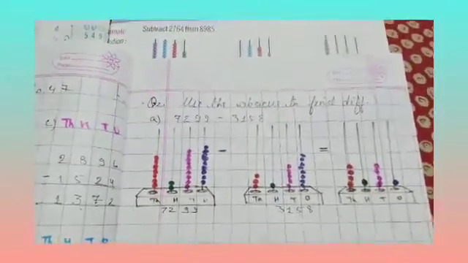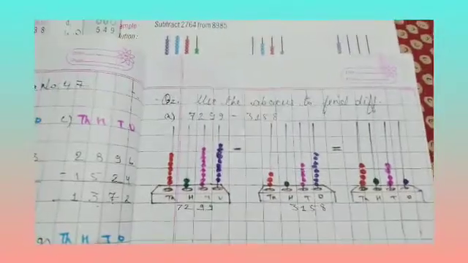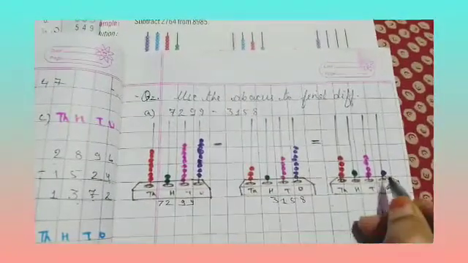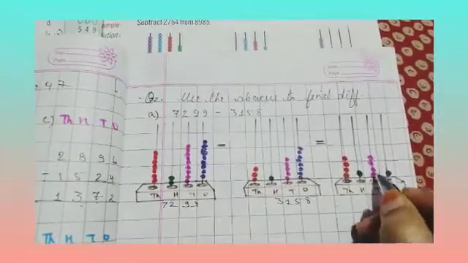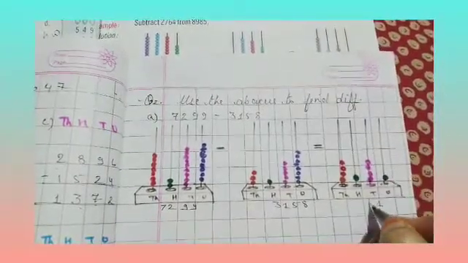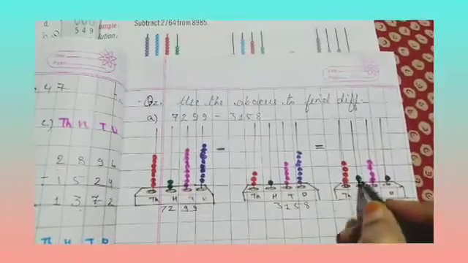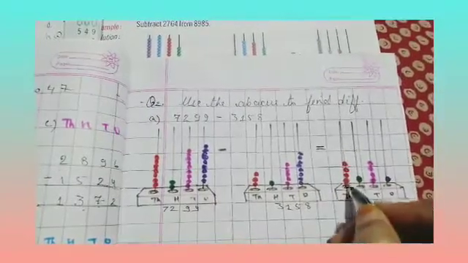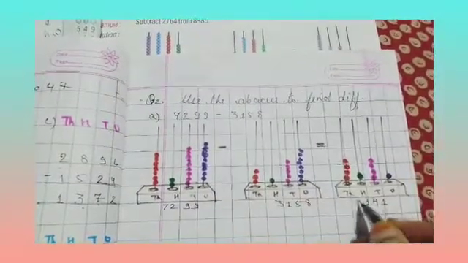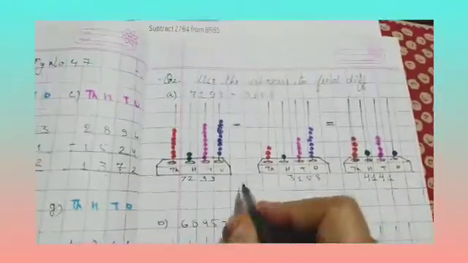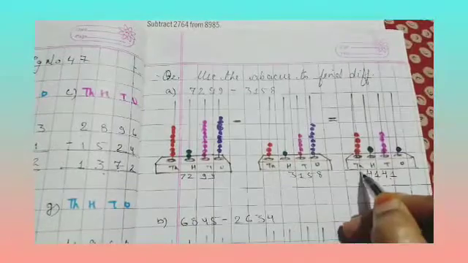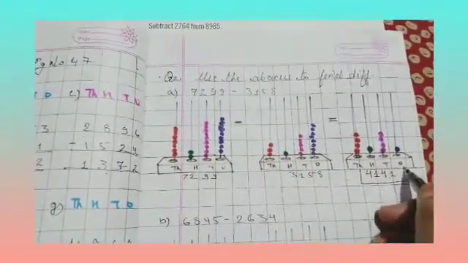Okay children? So the answer is at ones place 1 is there. So we will put 1, 1, 2, 3, 4. So we will put 4, 1 and 1, 2, 3, 4. So answer is 4141. Okay children? So this is our answer.